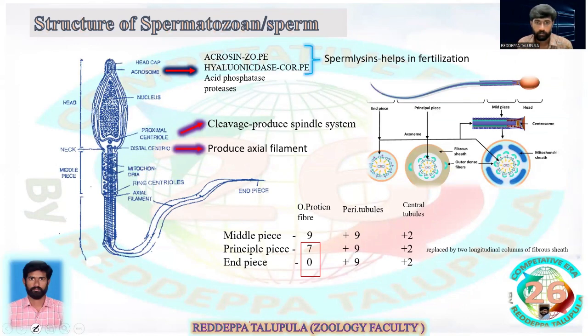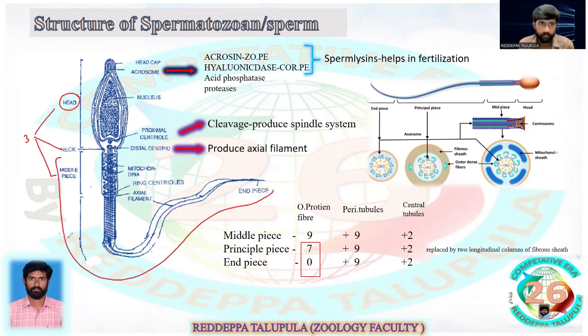If you see clearly, it is the head part. Three parts will be present. One is head, second one is neck, third one is the tail region. It is the complete tail region. The tail region is again divided into middle piece, principal piece, up to here. It is the principal piece and end piece. Okay. Keep it in mind.